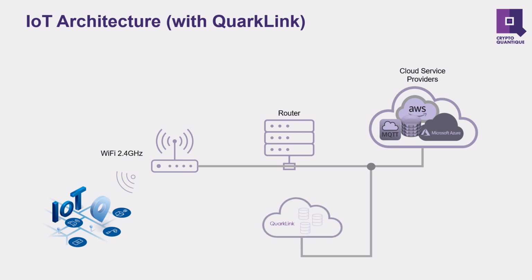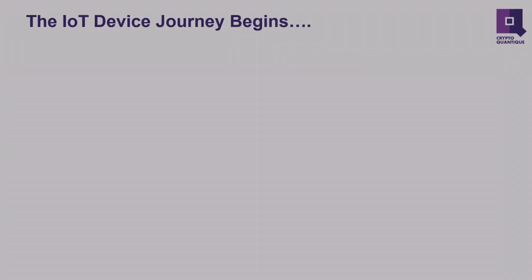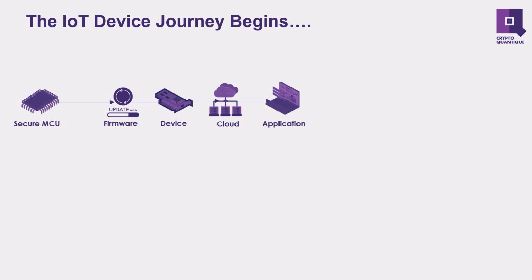So what would this look like with QuarkLink? So QuarkLink also sits in the cloud, you can see it here, but it is responsible for your updating and your security of your IoT device, basically the lifecycle management. So it would manage the secure provisioning of software into the device, the connection to the Wi-Fi network, the onboarding to the cloud service, and then the security management such as certificate revocation and renewal throughout the lifetime of the product. Let's now have a quick look at your IoT device journey.